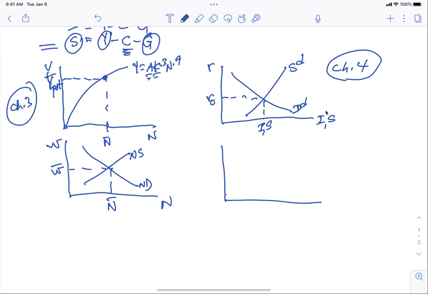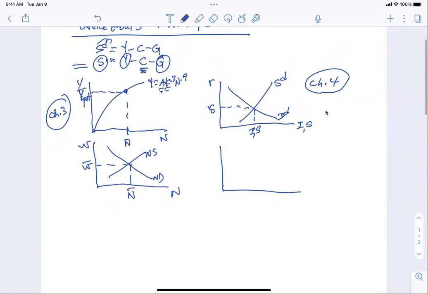We'll just focus on the closed economy, right? Open economy, goods market was chapter 5, right?